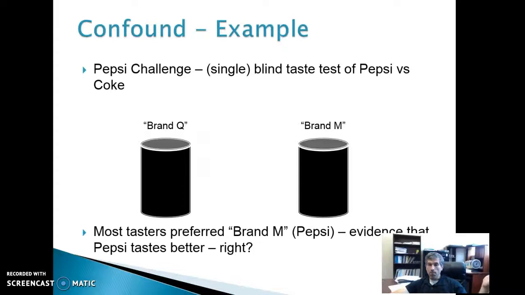So again, their argument is that when you remove the labels, people preferred Pepsi because they didn't know what soda they were drinking. They were more honest about which one tasted better. However, can you spot the confound in this study? There's something that differed between those two conditions other than the kind of soda that was in the cup. See if you can think about that. And we'll identify it in just a second.